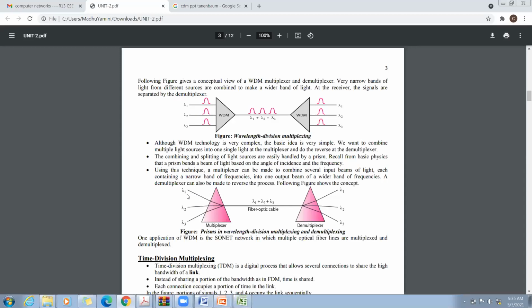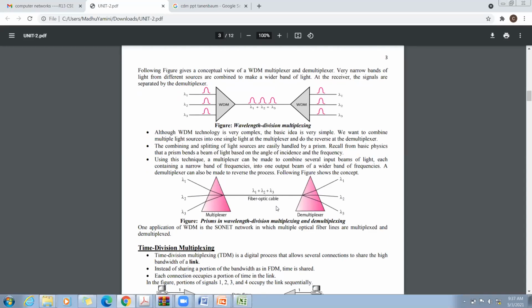In the second diagram, we have seen a prism and three light sources, lambda 1, lambda 2, and lambda 3. The three light sources go into the prism, which converts them to one light, and that passes through the fiber optic cable. At the demultiplexer, it is separated as lambda 1, lambda 2, and lambda 3. This is wavelength division multiplexing and demultiplexing.